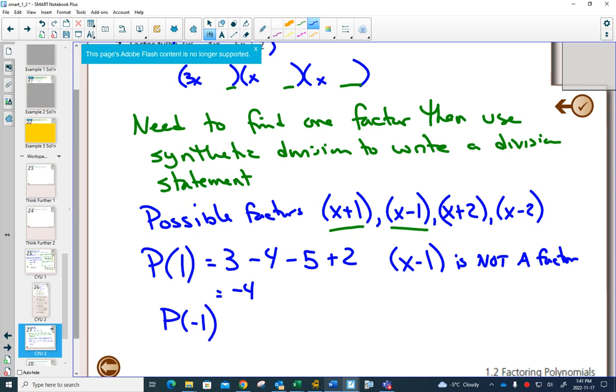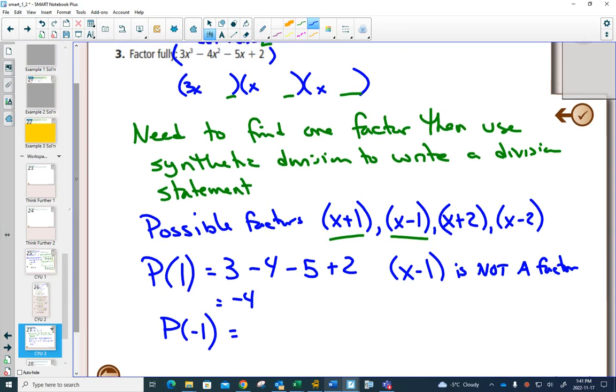If I check p of minus 1, again, I think the remainder theorem is still okay. Once I check x plus 2 and x minus 2, I might want to just start with synthetic division. Okay, but p of minus 1 is still pretty easy. If you plug in minus 1, negative 1 cubed, this will be negative 3 minus 4 plus 5 plus 2, which is equal to 0. That tells us x plus 1 is a factor.